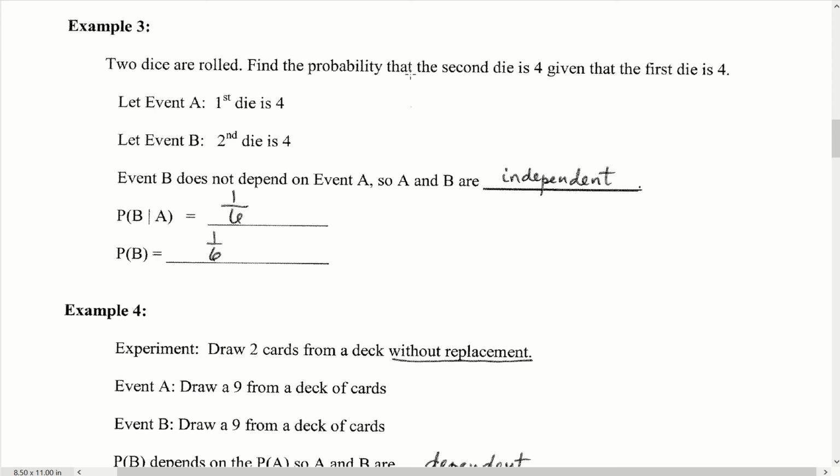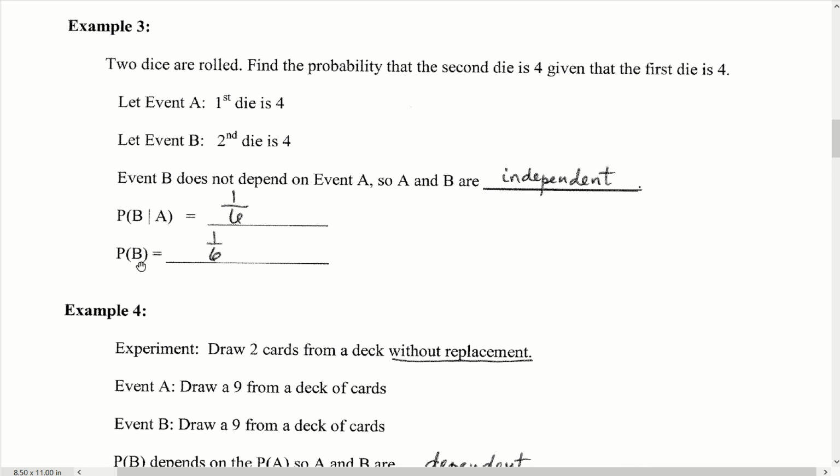The next example we'll look at is example 3. Let's suppose that 2 dice are rolled, and we want to find the probability that the second die is a 4, given that the first die is a 4. So let's let event A be that we get a 4 on the first die, and let event B be that we get a 4 on the second die.